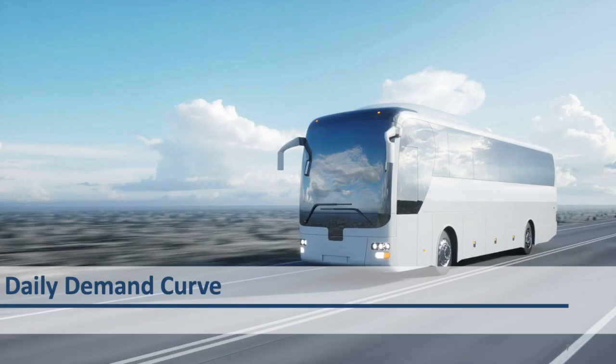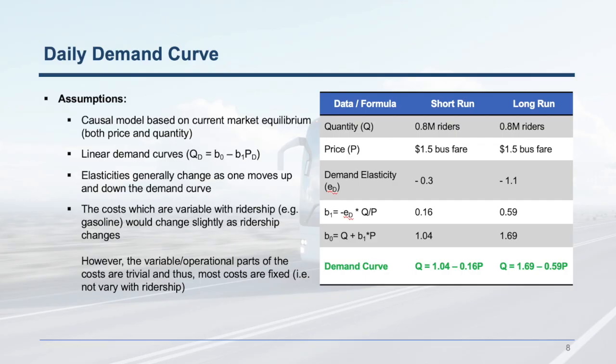So the first question we'll be tackling is what are the daily demand curves for this transportation service. So we are looking at the daily demand curve in the short run and the long run. And one of the key assumptions that we have made in this entire case is that the variable costs are trivial, so they do not scale alongside the ridership. So based on this assumption, we have come up with the demand curve.